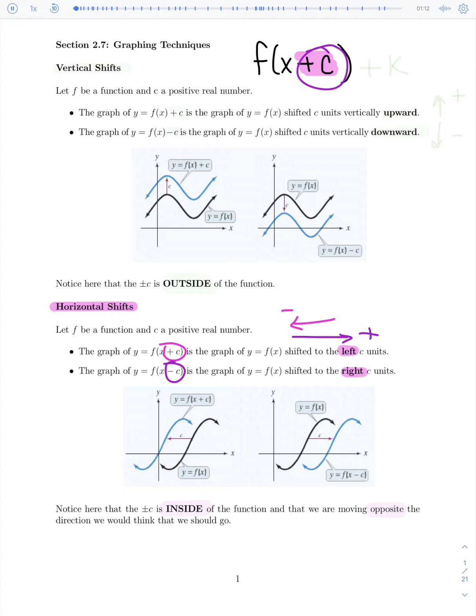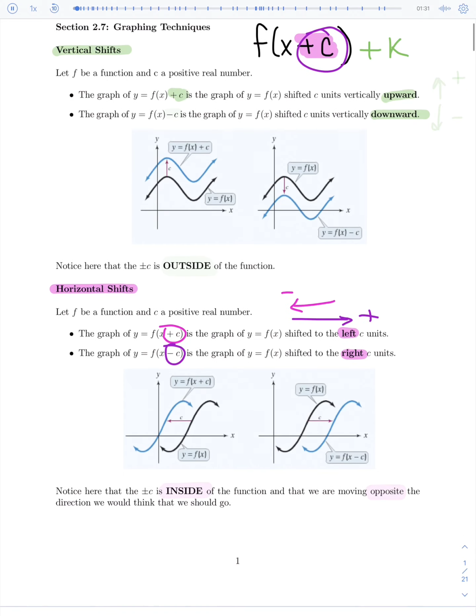However, if you see a number that's added on the outside of your function, that is going to shift us either up or down. What's nice about these vertical shifts is they're exactly what you would think. Positive numbers are going to shift you up. Negative numbers, or minuses, are going to shift you down.